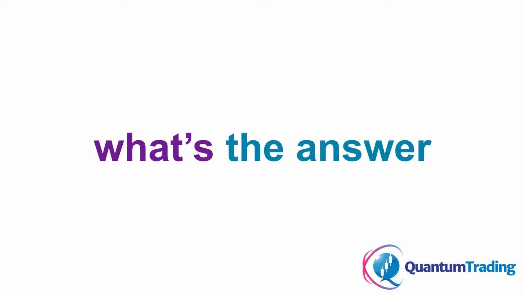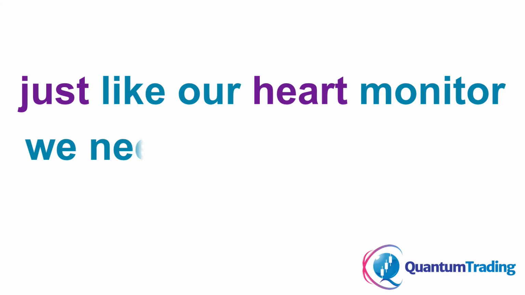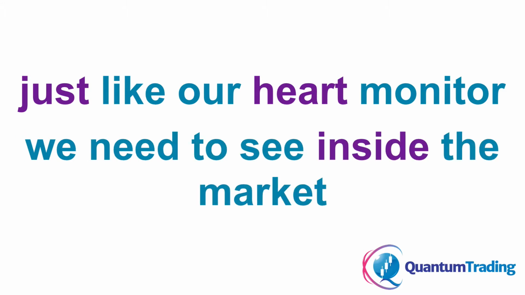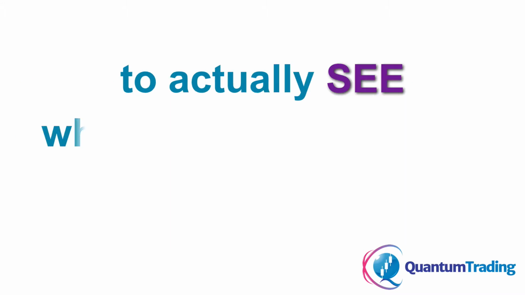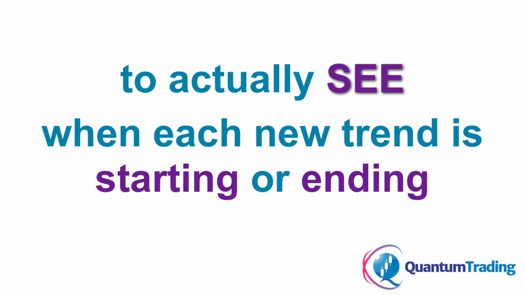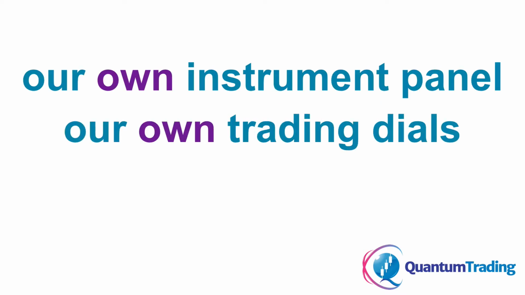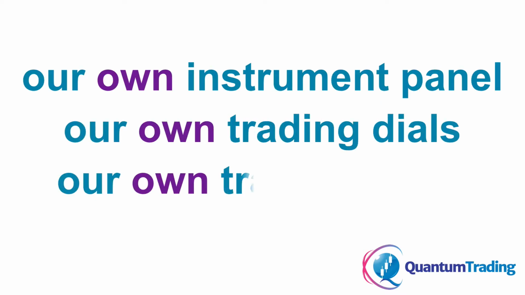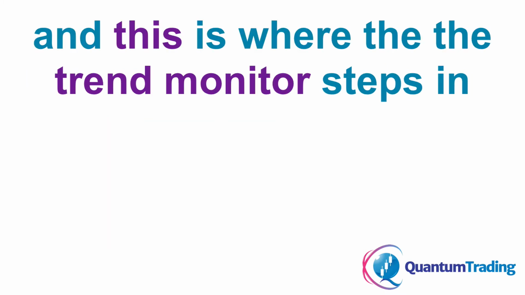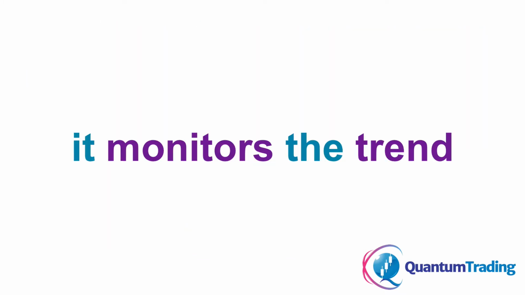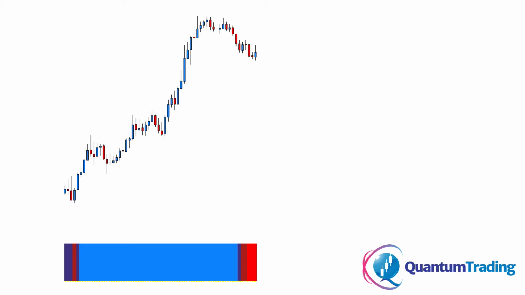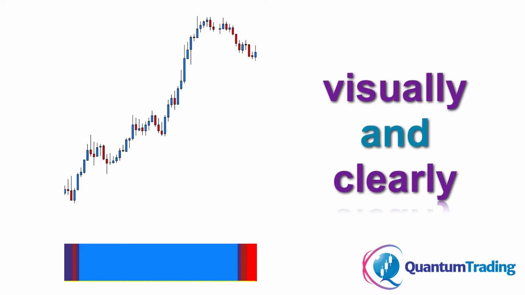So what's the answer? Well, just like our heart monitor, we need to see inside the market, to actually see when each new trend is starting or ending, not historically, but in real time. We need our own instrument panel, our own trading dials, our own trading panel. And this is where the trend monitor steps in. It monitors the trend and then displays this visually and clearly on your chart.